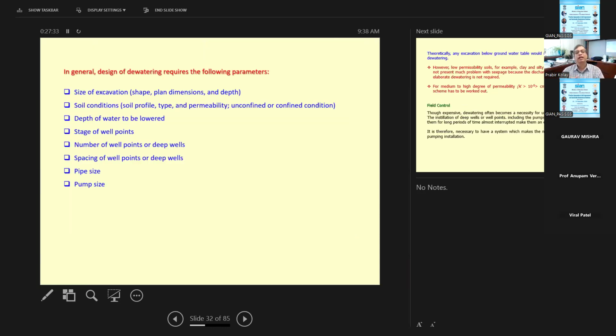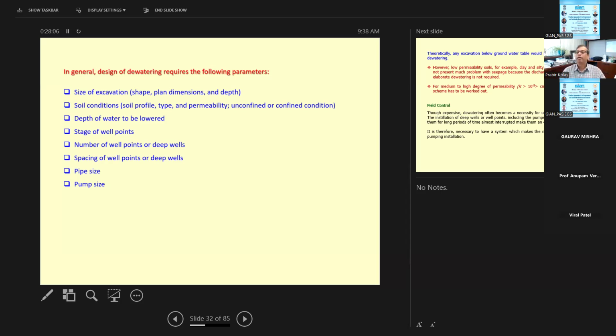So in general, the design of groundwater dewatering requires the size of the excavation. What should be the safe planned dimension and depth? The soil condition, what type of soil is there at the site, the permeability of the soil, the unconfined compressive strength of the soil, and the depth of water to be lowered. Depending on the method for the water table reduction, you can use any method. Stage of well points, number of well points or deep wells, you need to decide that.